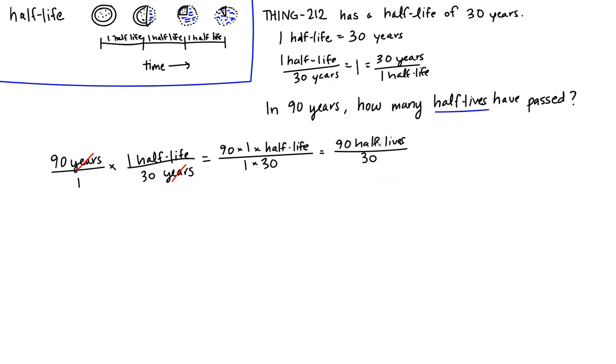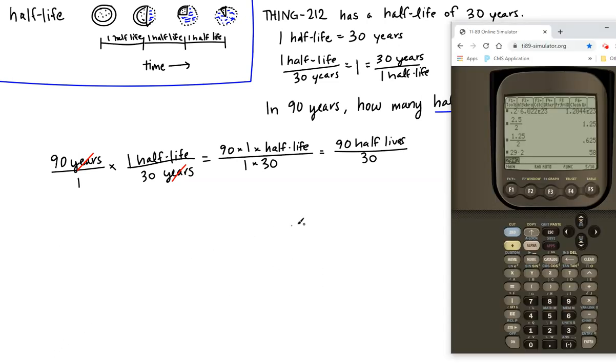When you look at this answer, you're probably going, okay, well, how much time is 90 over 30 half-lives? So let's actually do 90 divided by 30. So I'm going to just ask my friend the calculator. Now, we could do this in our heads, right? There's never anything wrong with doing it in your head.